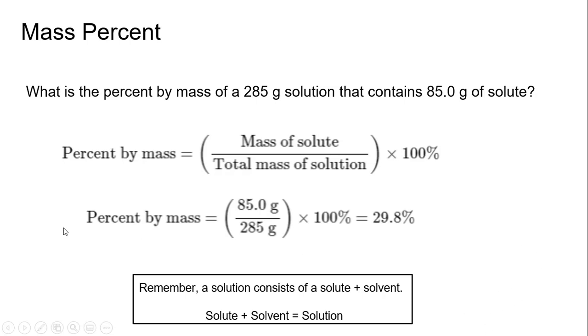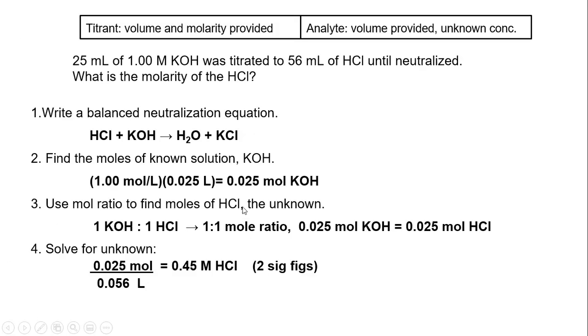What is the percent by mass of a 285 gram solution that contains 85 grams of solute? Make sure you understand what solution is and what solute means versus solvent. Set this up. The mass of solute goes on top, solution on the bottom. Times 100. This is 29.8%. When you have the words percent by mass, it also means grams over grams. You're dealing with strictly grams over grams.